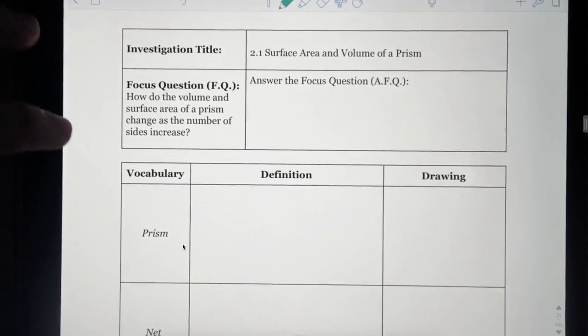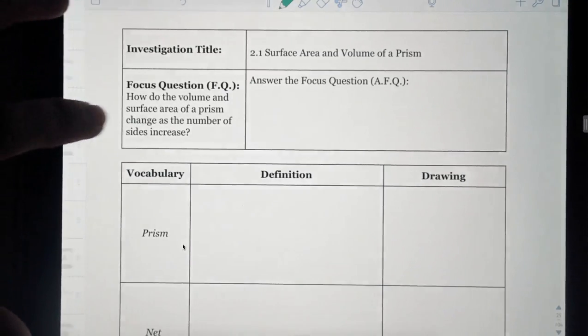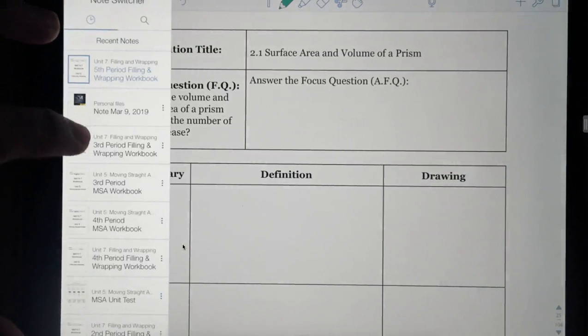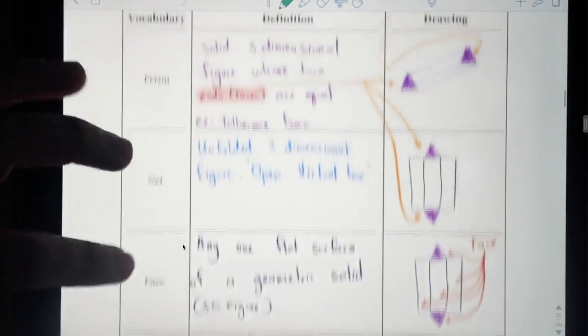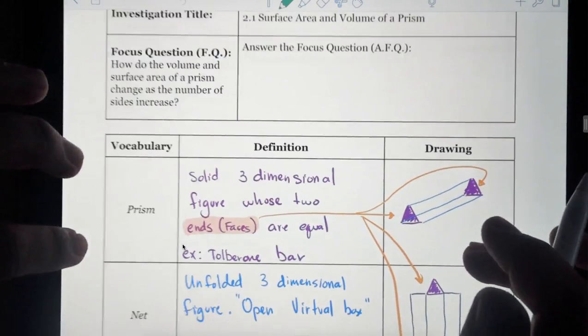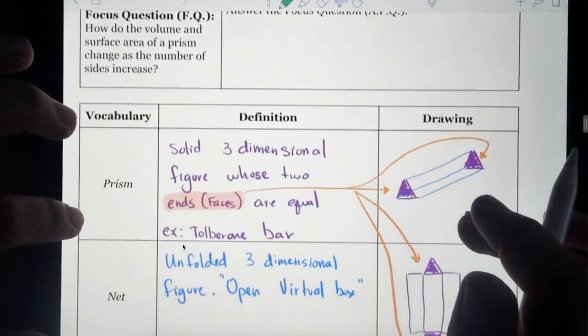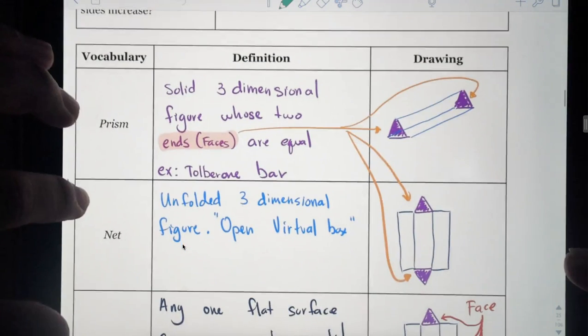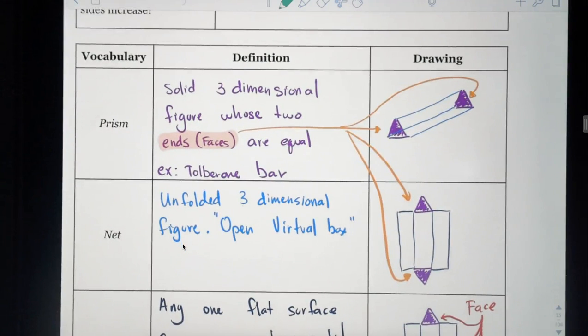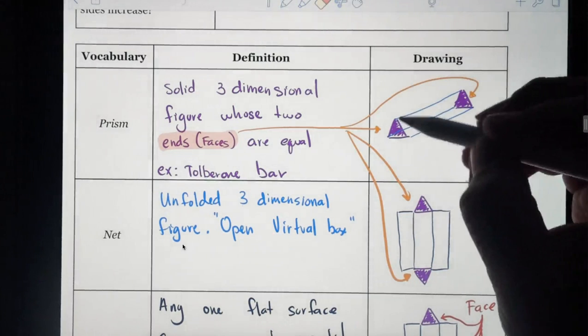So here are the definitions for prism. And actually I'm going to go to period 3 because theirs is already done. So period 3, and I'll have this copied and pasted for you guys as well. A prism is a solid three-dimensional figure whose ends, or the faces, are equal. So at one end it's the same shape as the other end. I drew some figures there for you, so if you're not sure how to draw them, you can follow along. I'll erase it and redraw it.